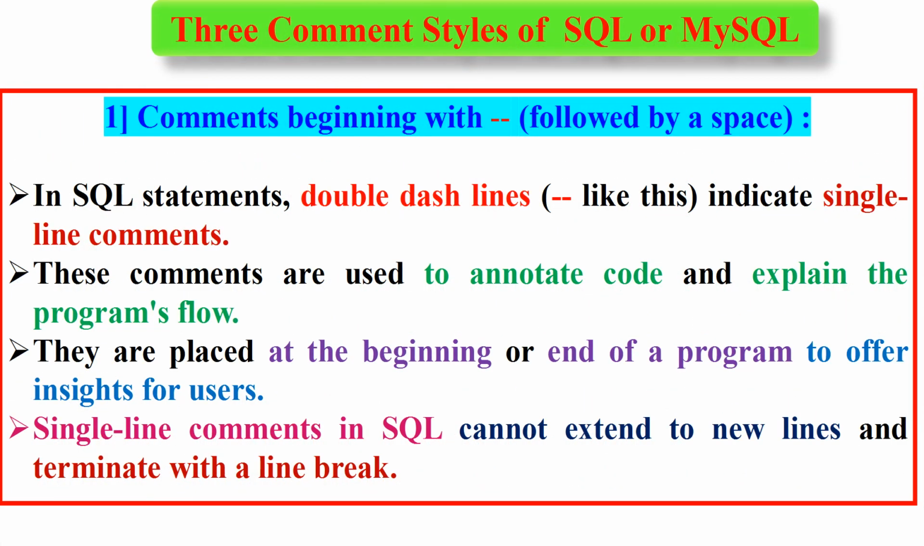The 3 comment styles of SQL or MySQL are: the first comment style is comments beginning with 2 dashes, followed by a space. In SQL statements, double dashes like this indicate single-line comments. These comments are used to annotate code and explain the program's flow. They are placed at the beginning or end of a program to offer insights for users. Single-line comments in SQL cannot extend to new lines and terminate with a line break.